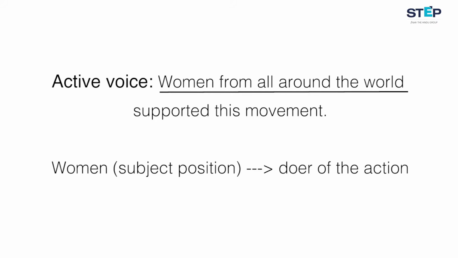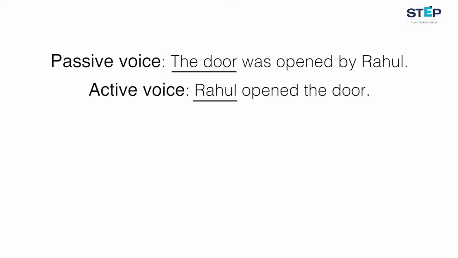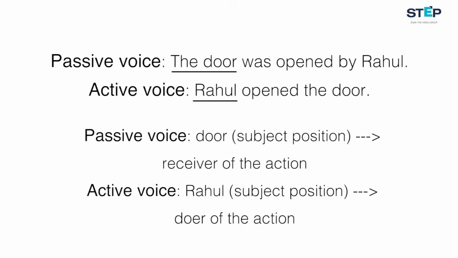In the active voice sentence, the noun in the subject position is women from all around the world, and it is the doer of the action. Let's look at a few more examples. The door was opened by Rahul. Rahul opened the door. In the passive voice sentence, the door is in the subject position and the focus is on the door and not on who opened it.